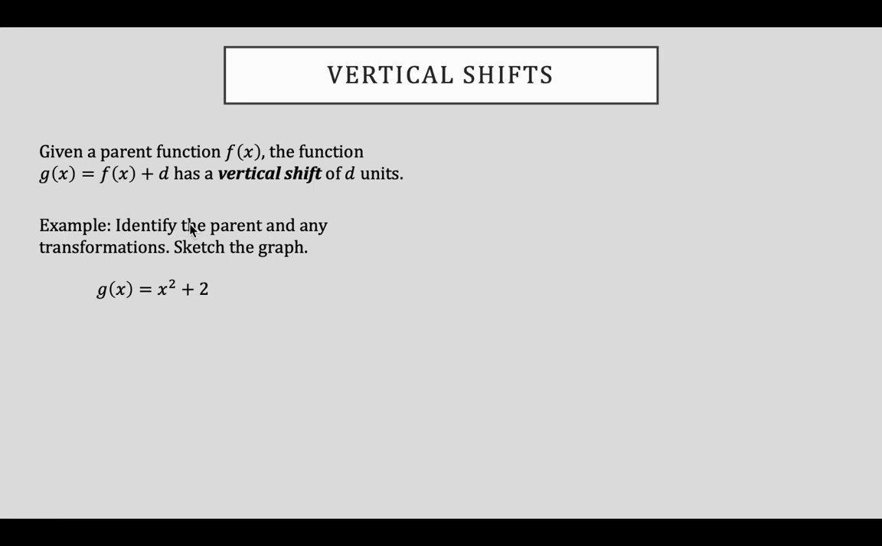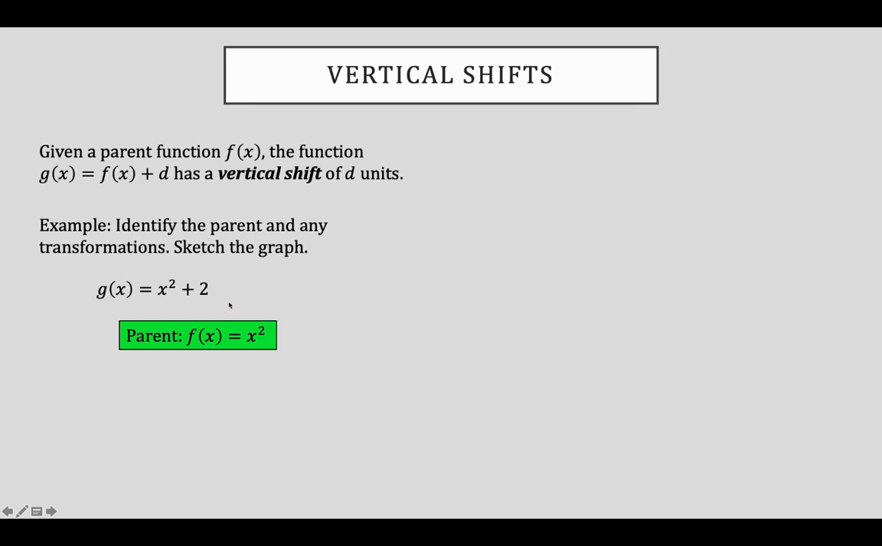For example, identify the parent function and any transformations. Sketch the graph. Here we have the function g of x is equal to x squared plus 2. When you see the words parent function, all we are talking about is classifying the type of function. What is the most simple form of this particular type of function? Well, this function is a quadratic function, and the most simple form of a quadratic function is f of x is equal to x squared, or y is equal to x squared. That is the most simple form of the function that g of x is related to.